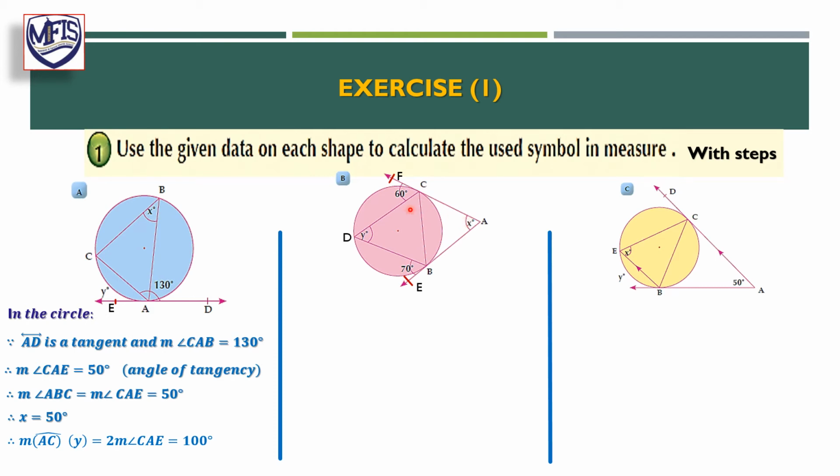Now, measure angle ACB equals 50. Why? Because this angle is 60 and angle C equals 70. Therefore, the third angle equals 50. And also measure angle ABC, 70 plus 60. Therefore, measure angle ABC equals 50. Now, in triangle ABC, measure angle B is 50 and the measure angle C is 50. Therefore, X, or measure angle A, equals 80 degrees.